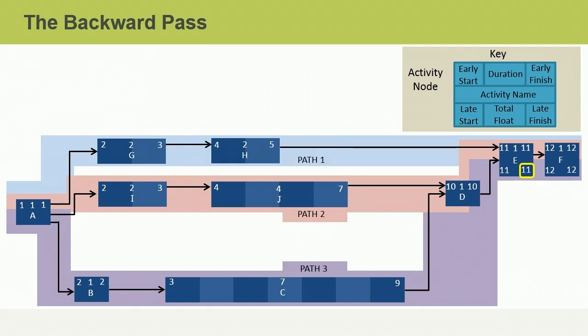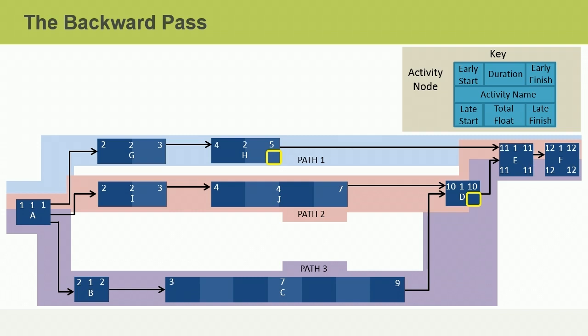Now that we know the late finish, we can also calculate the early finish for activity E. Since activity E is 1 month in duration, we can determine that it will start at the beginning of November. So activity E takes up the entire month of November. Let's keep moving through the schedule.